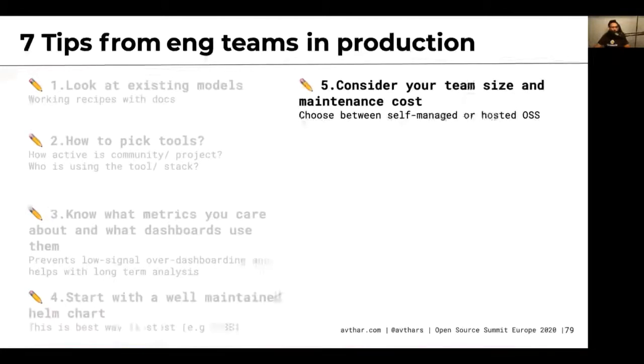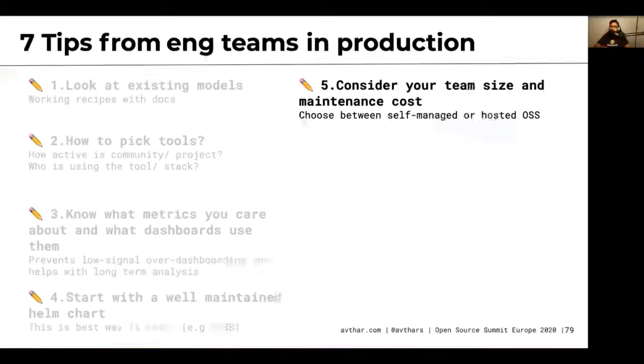Then point number 5 is to consider your team size and your maintenance costs. Often you have to choose between self-managed open source software or hosted open source software. Generally, smaller teams want to do less maintenance, so you can consider hosted open source software for your team if that makes sense to you. But a point here is that the software is free, but the human cost isn't free. And the human cost of using proprietary software isn't free either. It's often just a bit less upfront.